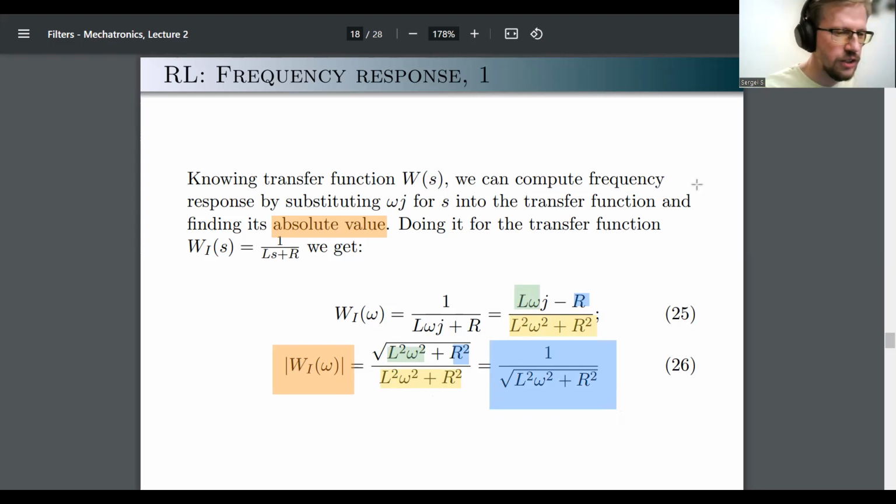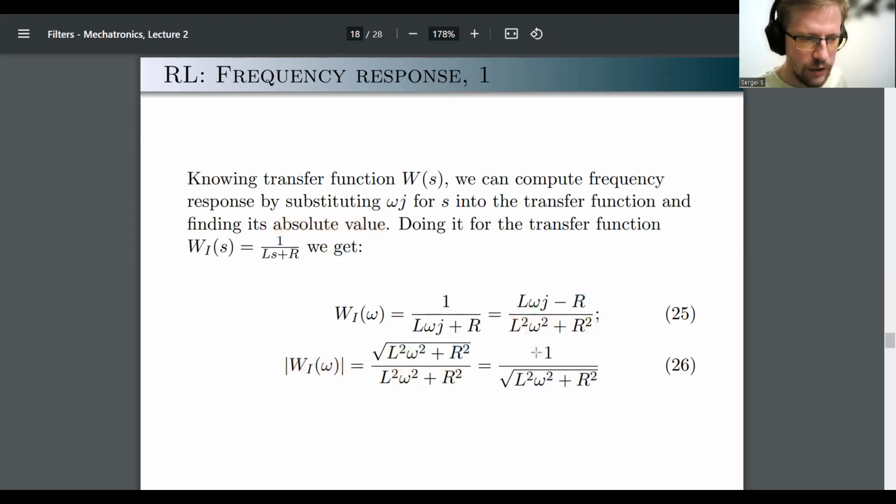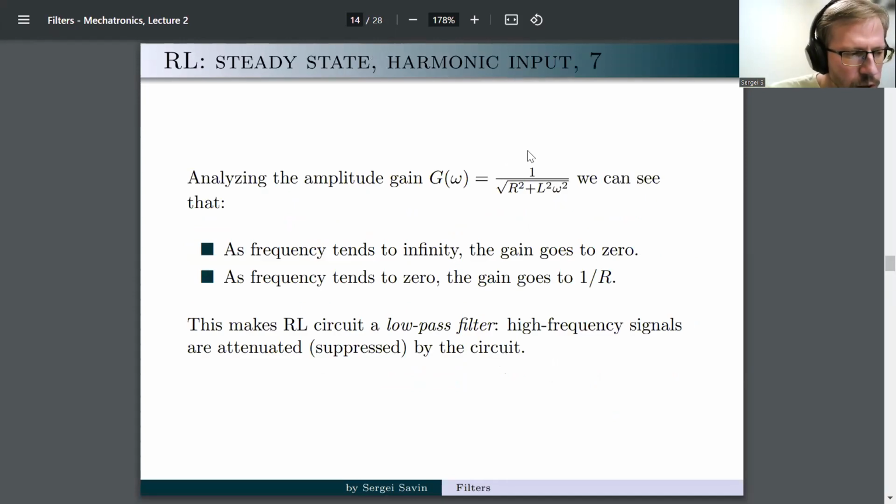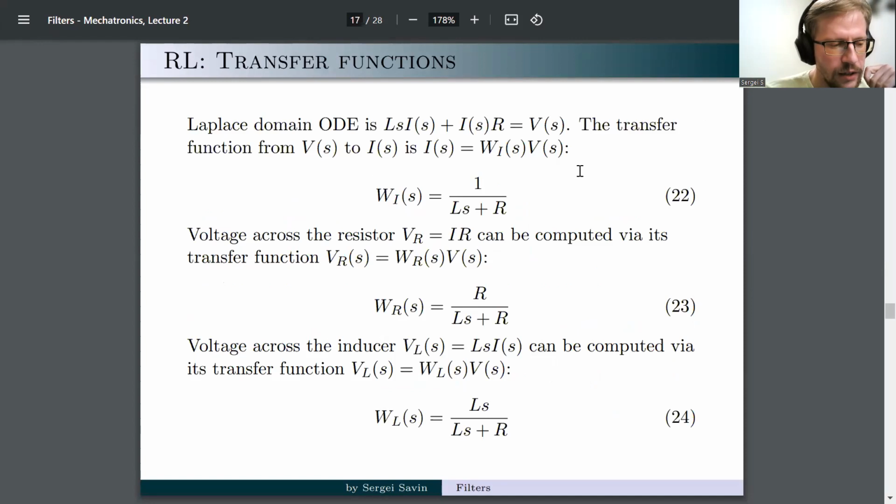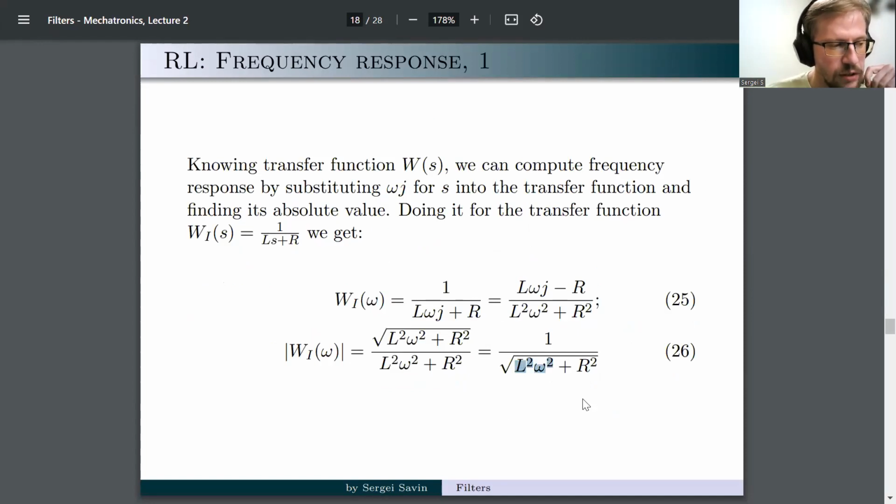Suspiciously familiar. In fact, let us look at it. 1 over the square root of L squared omega squared plus R squared. Let us look at what we got last time: R squared, L squared, omega squared. Same exact thing. So what we got here is, again, a frequency response. This is a gain. That is how the amplitude of the signal is going to change depending on frequency. And you can see we got the exact same solution as before.